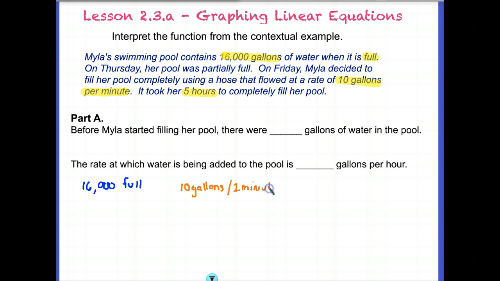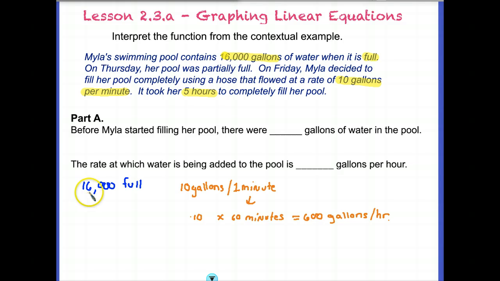Okay, the hose flowed for 5 hours. So we need to convert this to hours. If we can fill at a rate of 10 gallons per 1 minute, how many gallons can we fill then in 1 hour? Well, we know that there are 60 minutes in 1 hour. And if we do 10 gallons every minute, and we have 60 minutes, we can take 10 times 60 minutes and figure out that we flow at a rate of 600 gallons per hour. And that's going to be important to switch because we are given information in hours. We know how many hours it took to fill her pool.